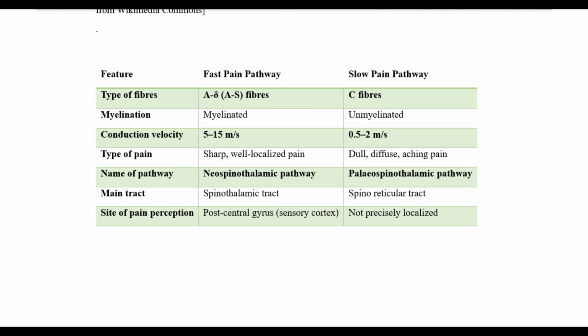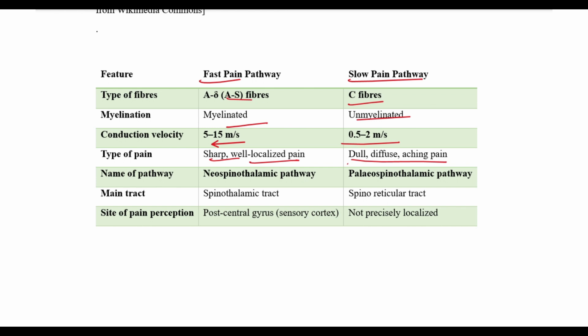Now we'll see the difference between the A delta fibers and the C fibers. The A delta fibers are fast conducting fibers while the C fibers are the slow fibers. The reason being that they are myelinated and these are unmyelinated. The conduction velocity is about 5 to 15 in the A delta fibers and about 0.5 to 2 in the slow pathway. The type of pain here in the A delta fibers is sharp, well localized pain, while it is very dull, diffuse and aching in the C fibers.